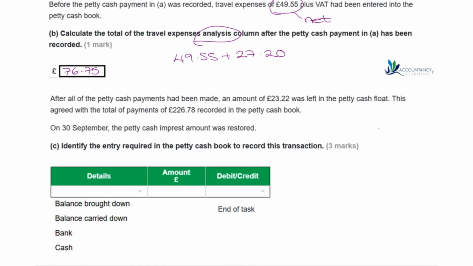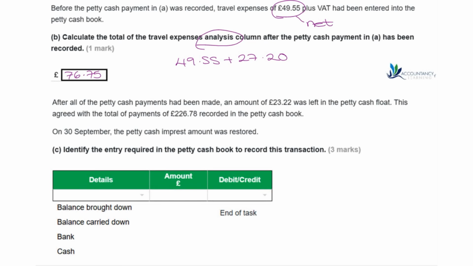So we need to decide what the details are, what the amount is, and whether it's a debit or credit. So we are in the petty cash book, and we're told that the payments agreed with what was left in the float. So in order to find out what we need to top it back up to, we're essentially just going to be reimbursing this amount here because everything balanced.